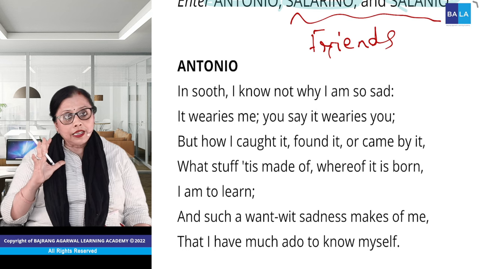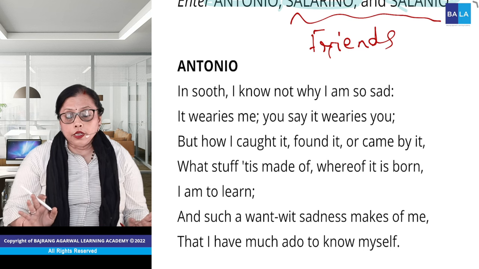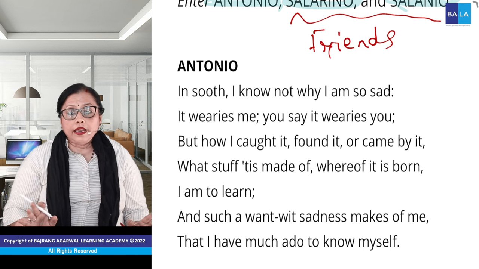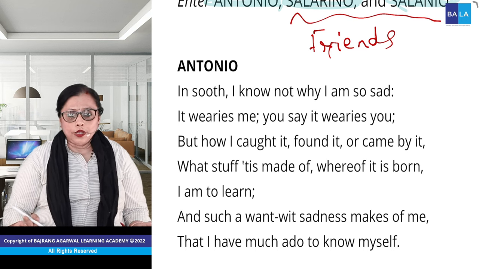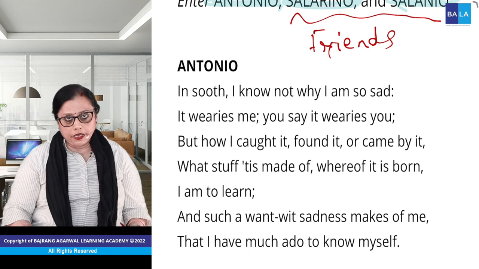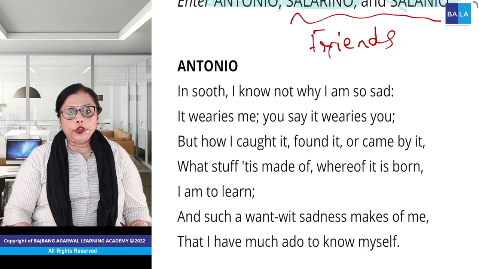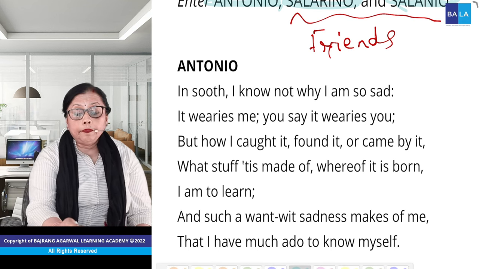But we will certainly come to know at the end of the scene why exactly he is sad. Now let us come to Antonio's speech, where he is telling us that he is sad, but he does not know the reason of his sorrow. And it makes him feel like a very foolish person. He wants to know the reason of his sorrow. So we come to the play.